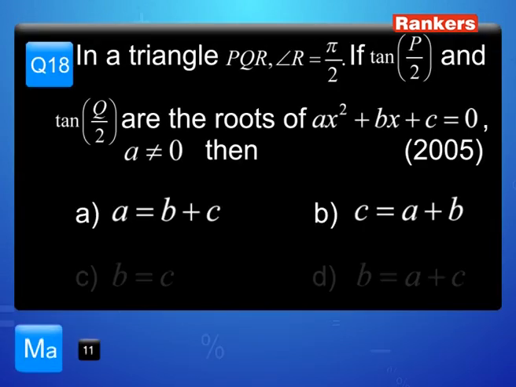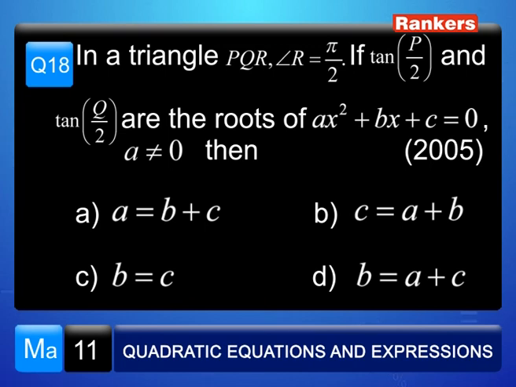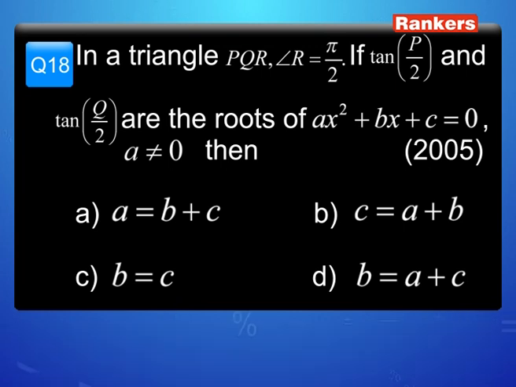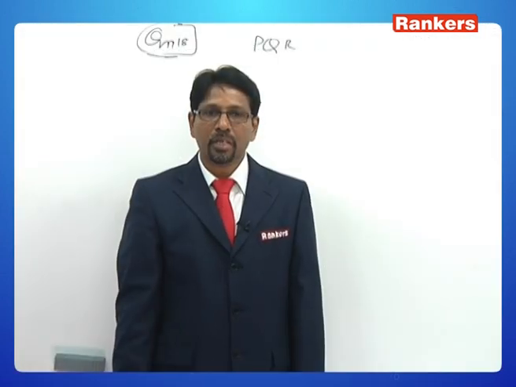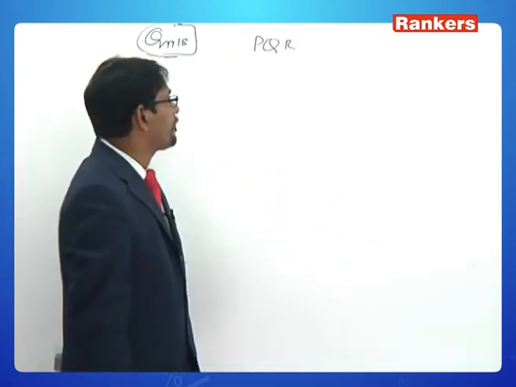In a triangle PQR, angle R is pi by 2. If tan P by 2 and tan Q by 2 are the roots of the equation ax square plus bx plus c equal to 0, with a not equal to 0, what should be the relation between a, b, c? Options: a equal to b plus c; c equal to a plus b; b equal to c; and b equal to a plus c. Let's see how to go about this.